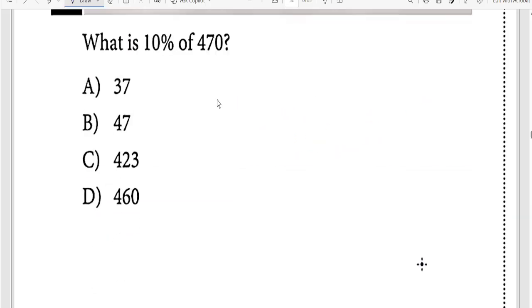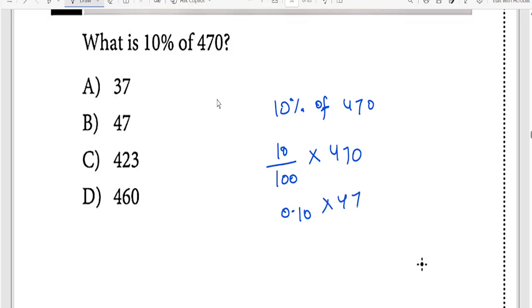Now let's do the next question, a percentage question. What is 10% of 470? So 10% of 470, how do we calculate that? Percentage, we can write as a fraction, 10 out of 100. Whenever we have "of", that means we need to multiply by 470. So 10 over 100 is 0.10. If we multiply it by 470, we will get 47.0. So option B is correct.